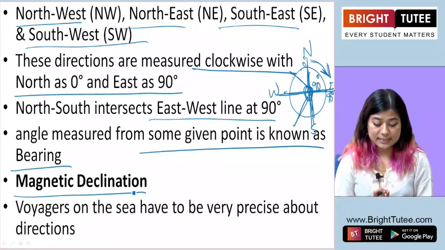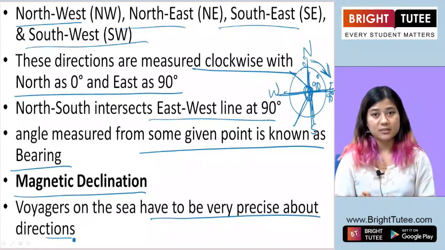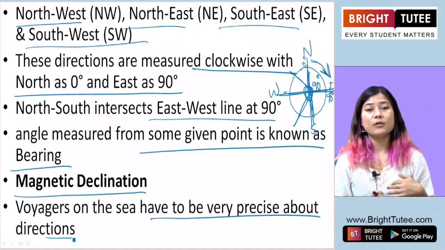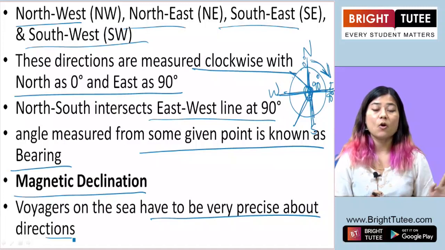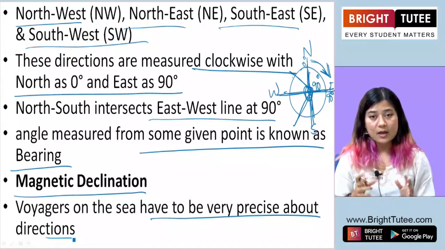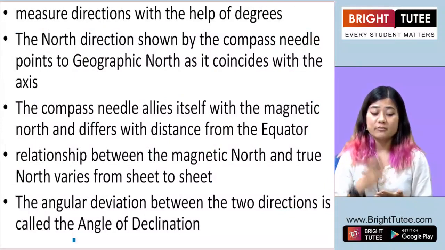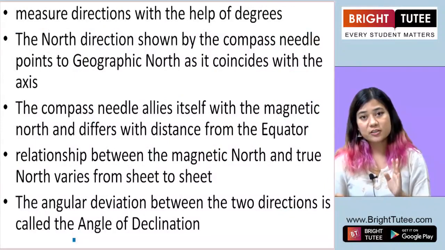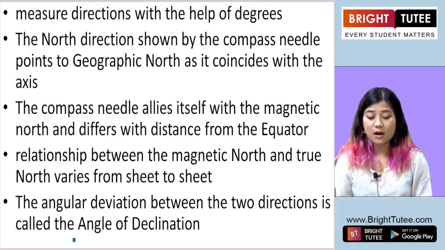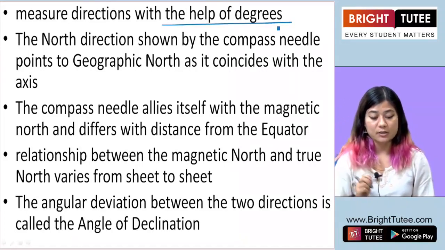Okay. Now the next is magnetic declination. What is magnetic declination? So voyagers on the sea have to be very precise about the directions. Maps are used by the people who work on the sea or have to travel in the sea for many long days, right? And for them, the map has to be precise. Okay, the map reading has to be accurate. All right, the directions have to be correct. So they measure the direction in which they must go, or the direction in which they are going. They measure those directions with the help of degrees, the degrees that we just learned.